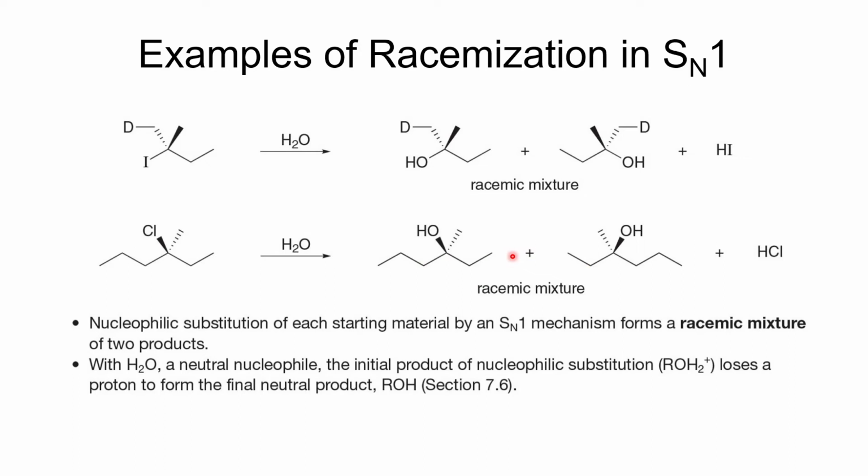Now, just as a reminder, here we've got a neutral nucleophile, and with a neutral nucleophile, we would temporarily form an H2O+ as our new substituent, but a subsequent and very quick step would come along and deprotonate that to give us the alcohol. We did this a little bit back in section 6 of this chapter.